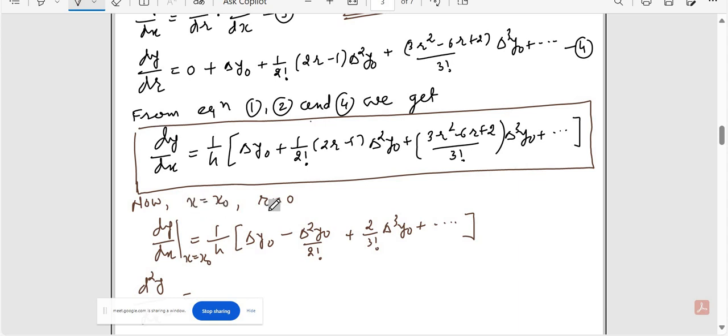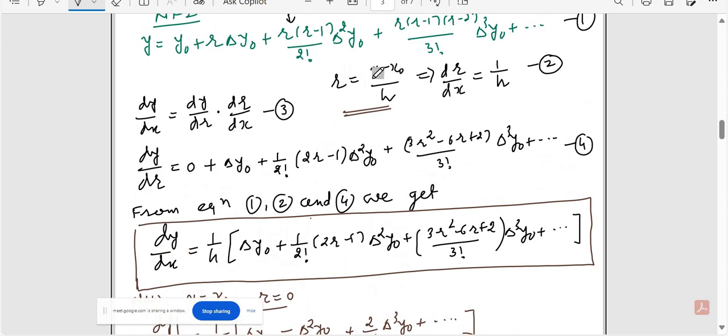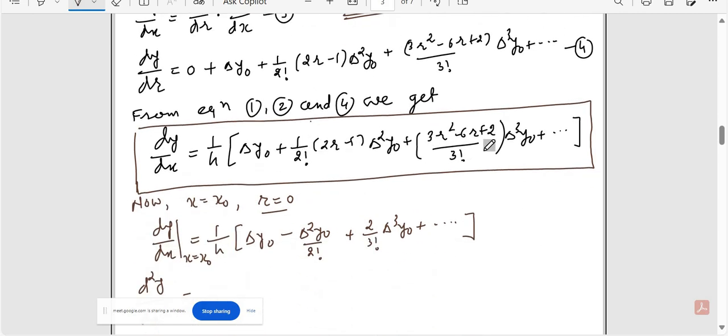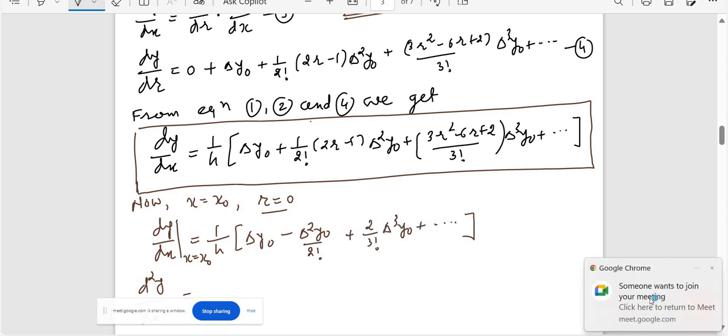Okay. So for that my r will be 0, because in our expression x minus x0, that means x0 minus x0, so this will be 0. Now substitute r equal to 0 in the above formula. So we will get dy by dx at x equal to x0: 1 by h times delta y0 minus, this will be 0, so minus 1, and so minus delta square y0 by 2 factorial, and continue in this way. Okay, Krishna?